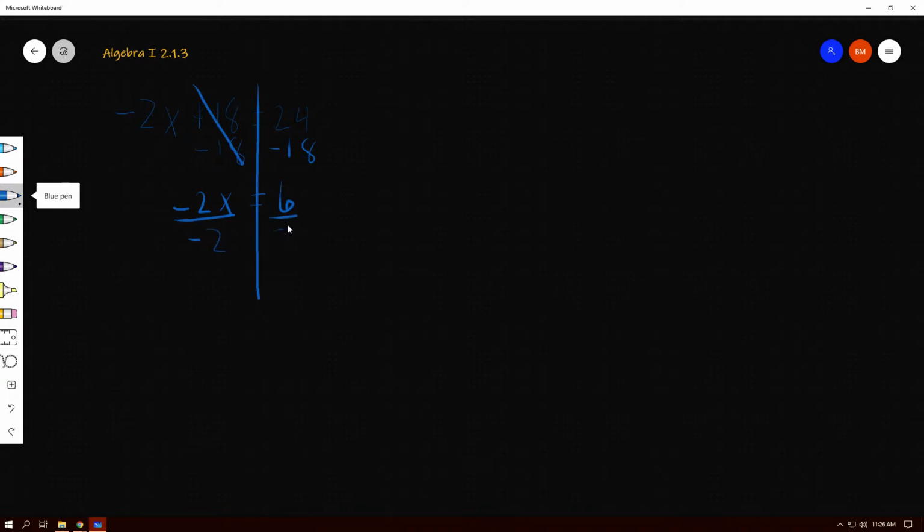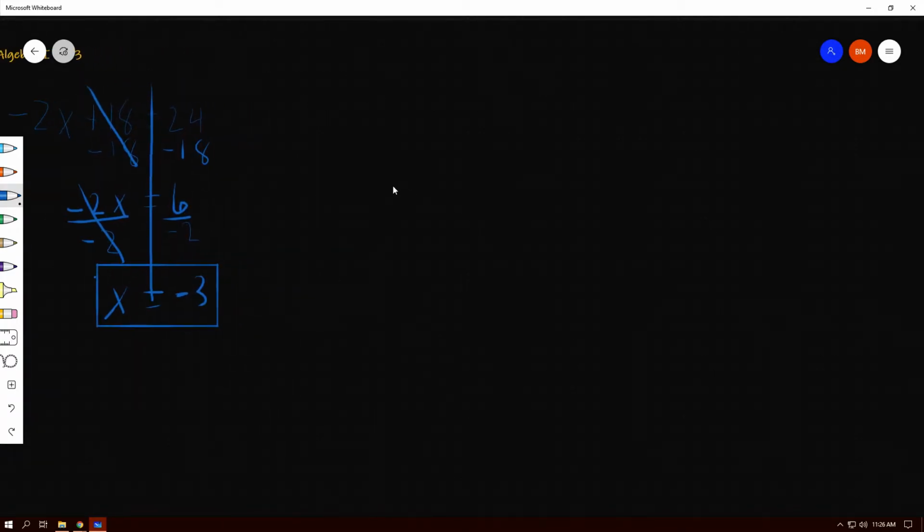Bring the negative with it. That cancels. I'm left with just x. And then 6 divided by negative 2 is negative 3. And boom, I'm done. So before, we were only doing one of these steps. We would either subtract the 18 and then we would have x by itself, or we would divide by the negative 2 and have the x by itself. For this section, we're going to be doing multiple steps. All right, and that's okay. We can do that. I believe in y'all.